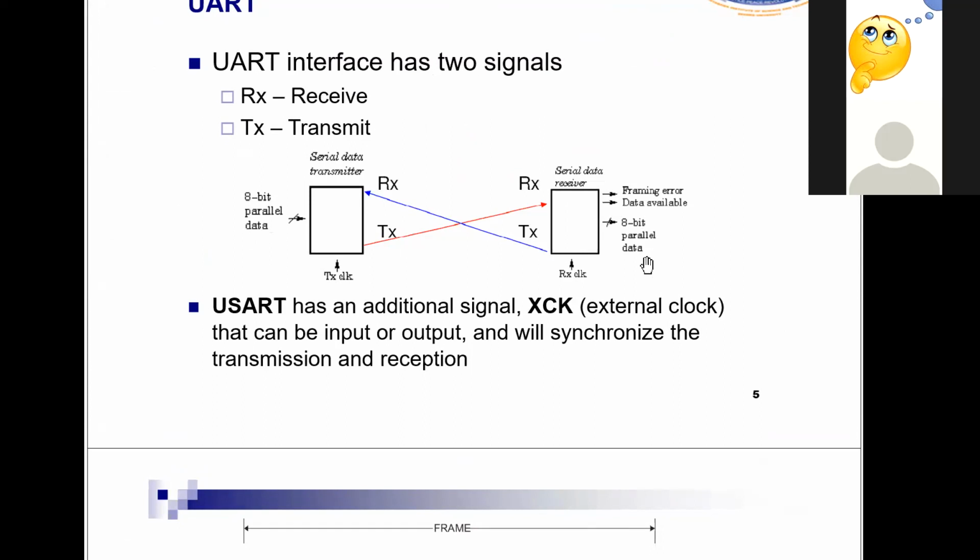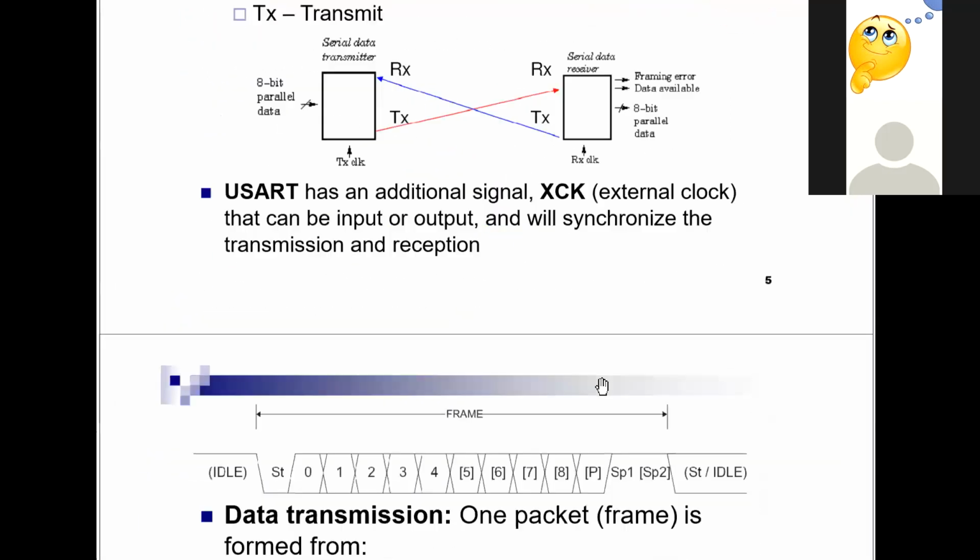Similarly, while I'm getting my data, that is also 8-bit parallel data. Here on the receiver side we have SIPO, a serial in parallel out register. While I'm sending, my external clock has to be synchronized while transmitting and receiving. That is not needed in UART.